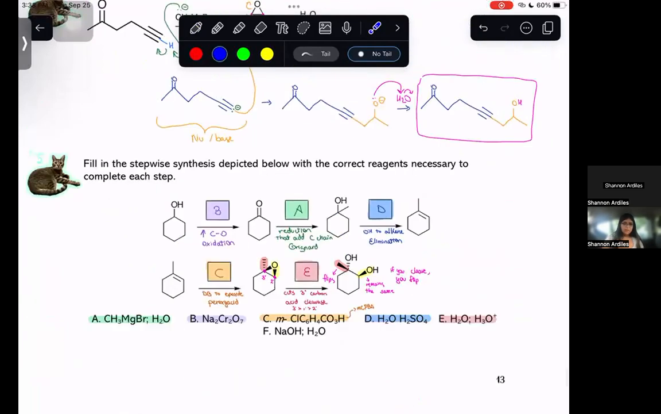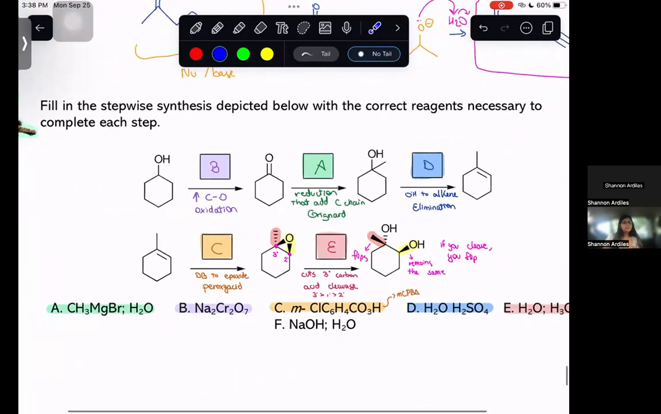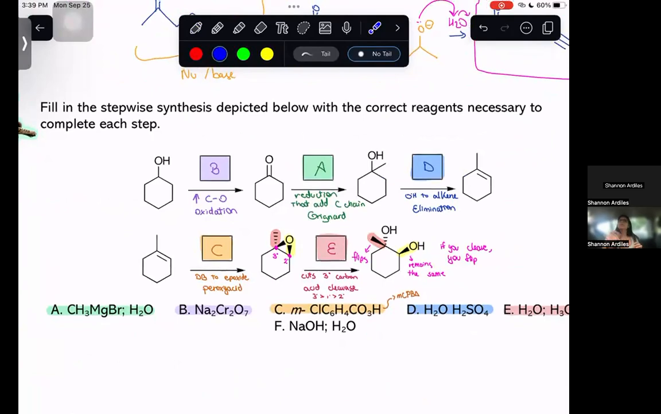And then the very last one, it's this multi-step synthesis. And this time they're not asking for the actual intermediates and products. It's asking for the reagents. So keep that in mind. For multi-step synthesis reactions, you can either be asked for the products or the reagents.